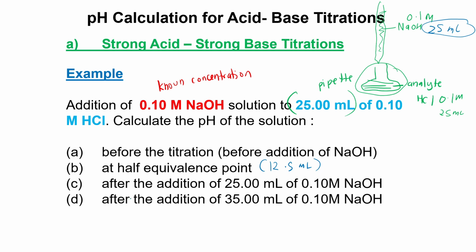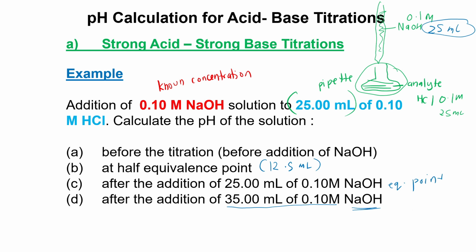So this one after addition 25 ml NaOH. So actually yang ni ialah equivalent point. Okay, and last one after addition 35 ml 0.1 molar NaOH. So yang ni kita ada excess NaOH.